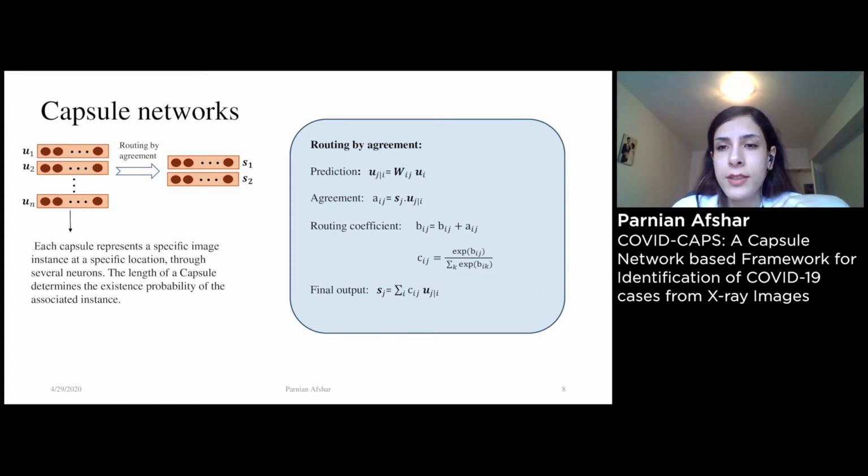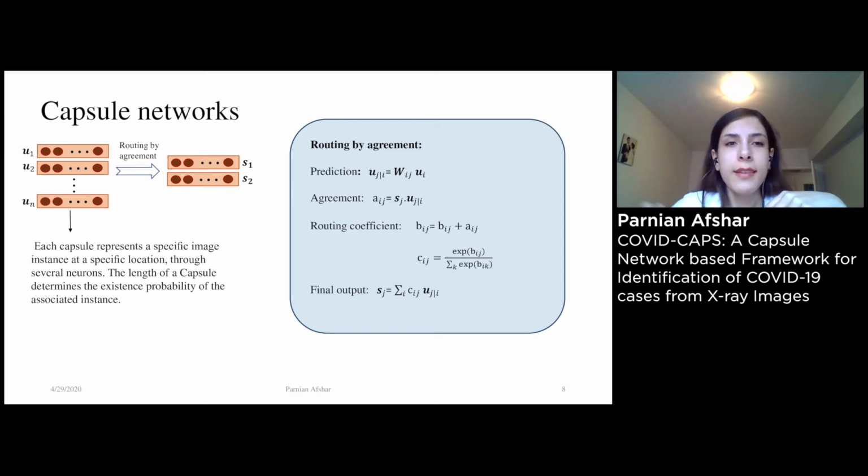Then the agreement is calculated between the prediction and the actual outcome by computing the dot product between these two vectors, and the routing coefficient is calculated in a way to give more weight to the predictions that have been more successful at predicting the actual outcome. And the final output is the weighted average over all the predictions coming from the lower layer based on the coefficients calculated in routing by agreement.